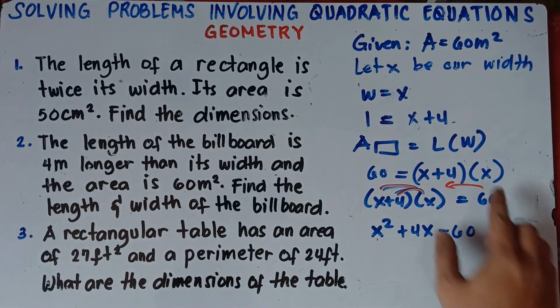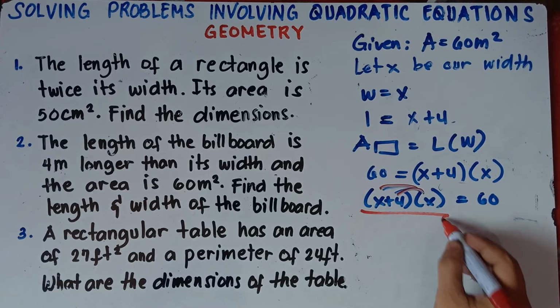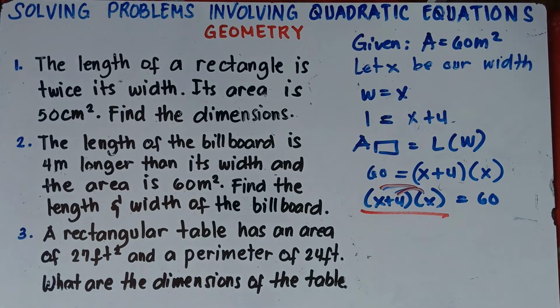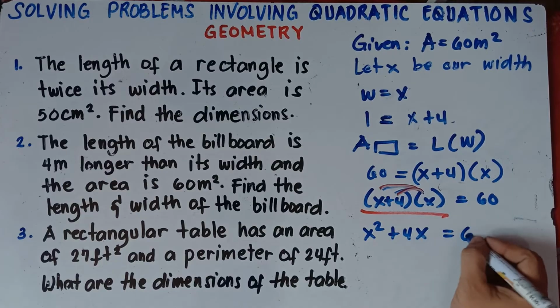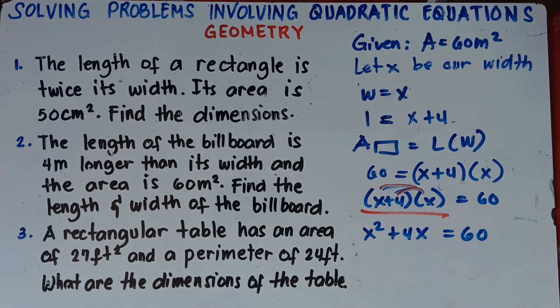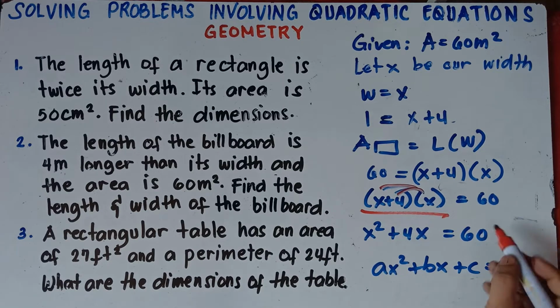You can actually just simplify this one first, so that you will not be confused with the solution. So this will be x squared, x times 4, that's positive 4x equals 60. Now, do you still remember, class, in quadratic equation, ax squared plus bx plus c equals 0. The last number should be 0. So the thing that you will do, we transpose the 60 from right to left. So this is positive, it will be negative.